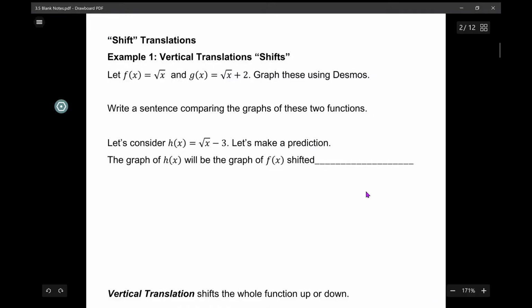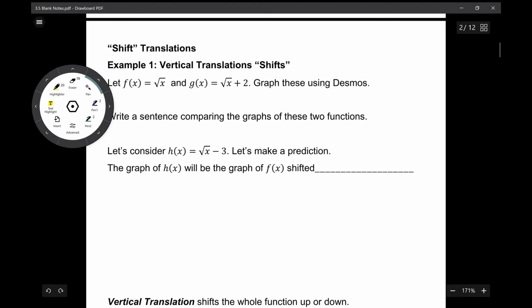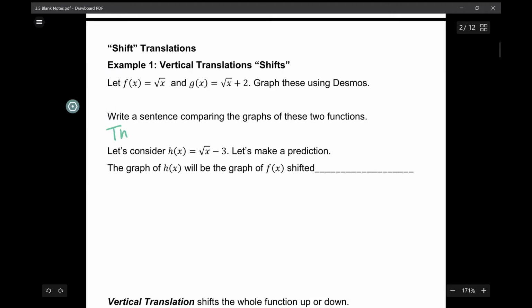All right, so now that we've come back to our notes, let's write our sentences. We did graph these two using Desmos, and let's write a sentence comparing the graphs of the two functions. The graph of g is 2 units higher than the graph of f.